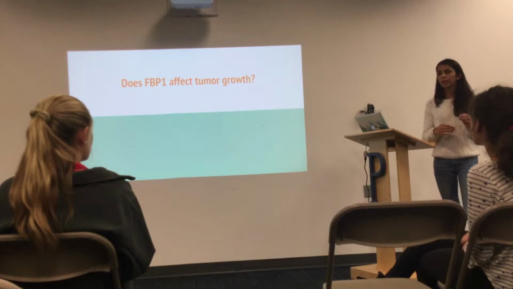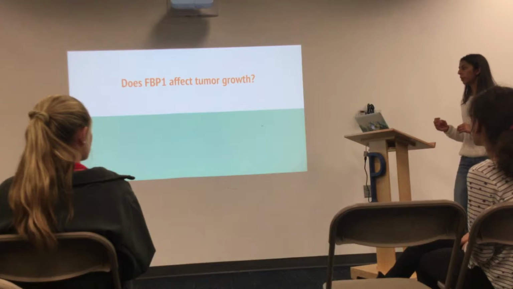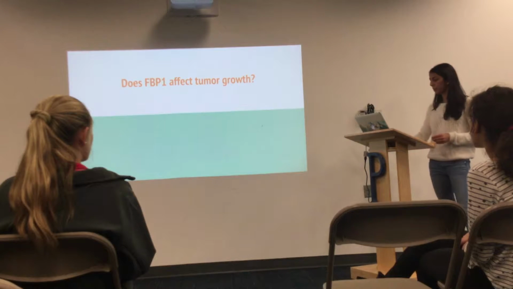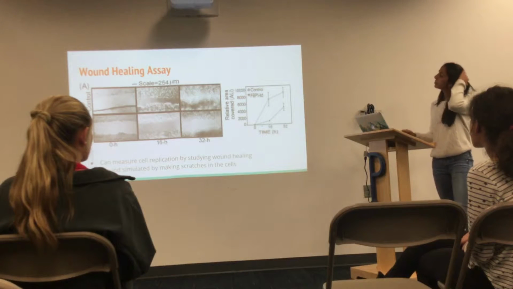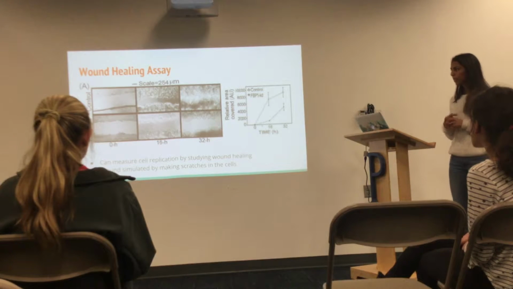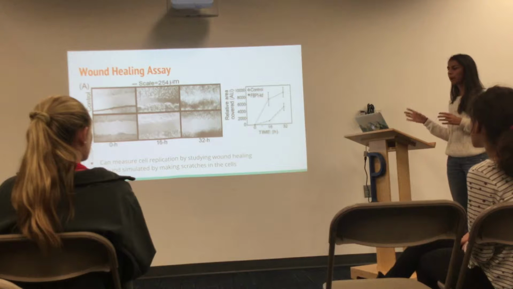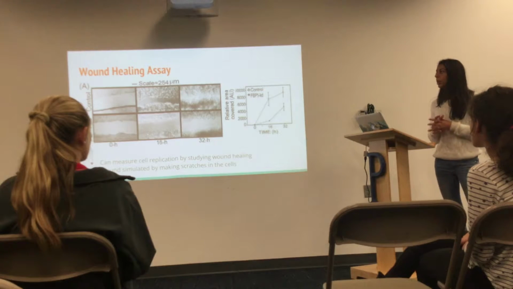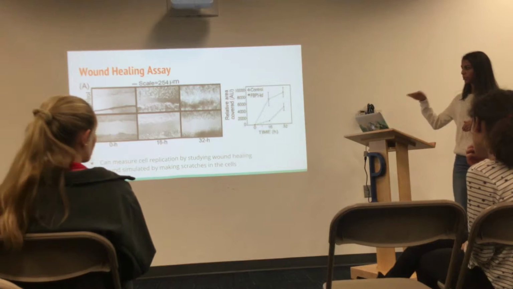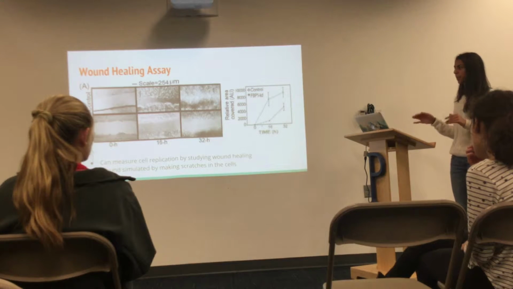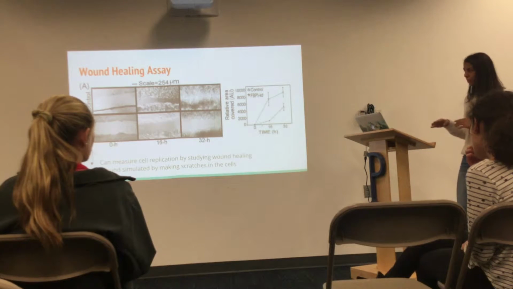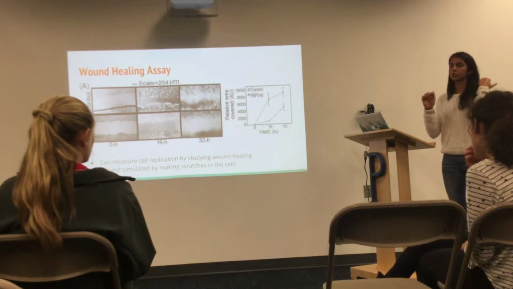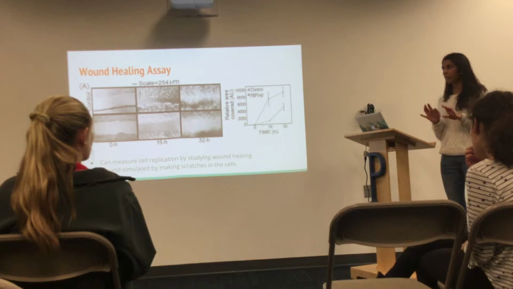So now that they know that it does cause more hepatitis C replication, they want to see if it causes tumor growth. So to do this, they used a wound healing assay. Basically, seeing how a wound fills in is an easy way to visually see cell division. The top column is a control, so that's just a normal wound being filled in. And then the second one is the Fuse Binding Protein1 knockdown. And they simulated a wound by making scratches in the cells and then watching the cells grow back.